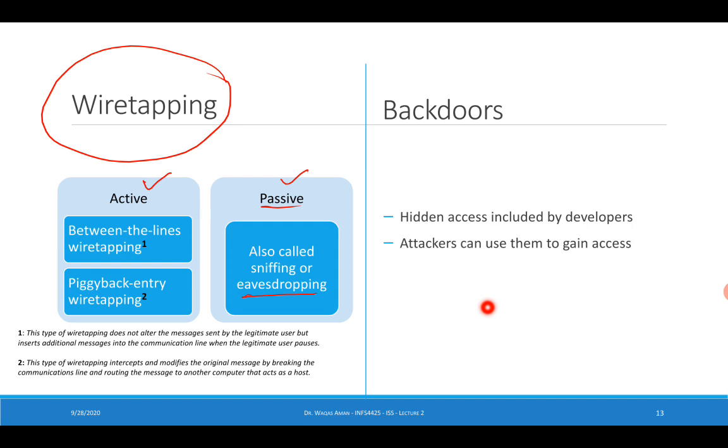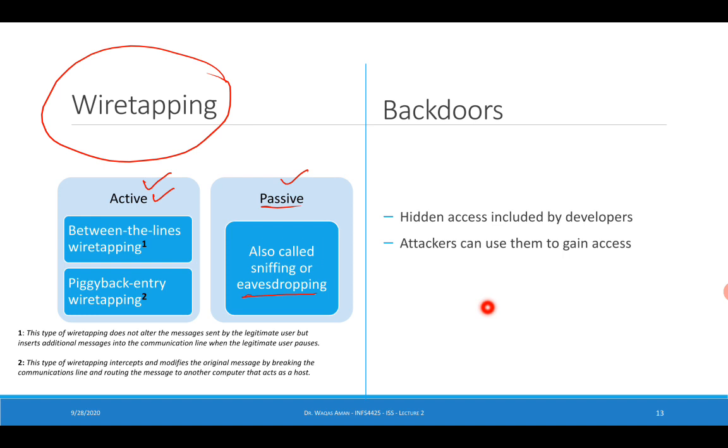Eavesdropping, or passive interception, or passive sniffing, or passive wiretapping, is a wiretapping in which the attacker only listens to the communications, only monitors or listens to the communication. He is not actively involved in the communication. He does not insert his message into it, or modify any message that he has intercepted. Fine. He only listens and records.